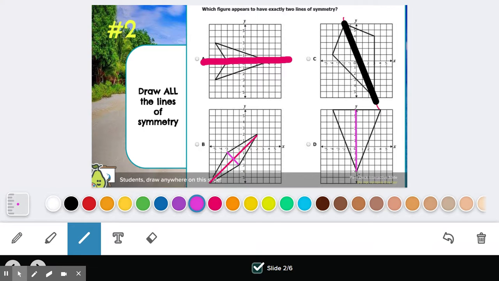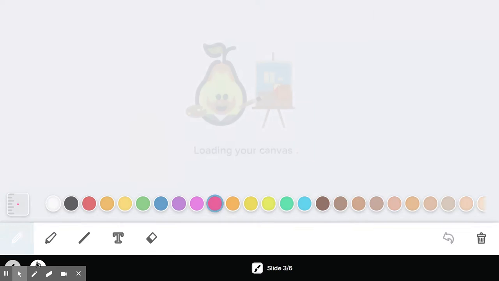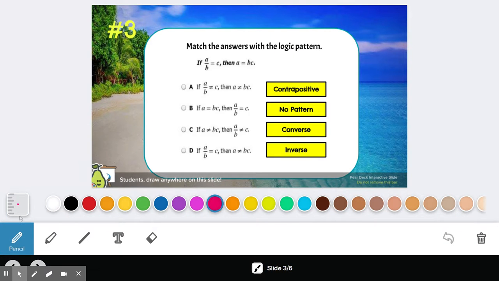And then across this triangle that looks to be isosceles, that's only one line of symmetry. So my lines of symmetry are going to be B. So draw in those lines of symmetry, use your tools. Match the answers to the logic pattern.